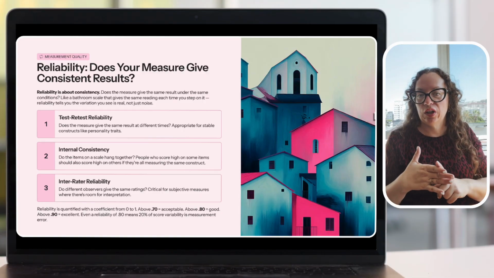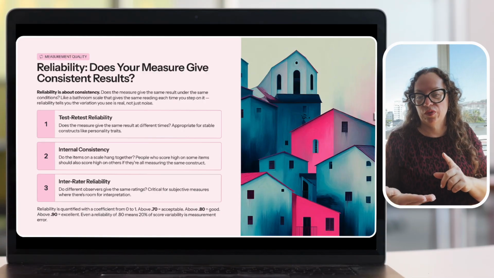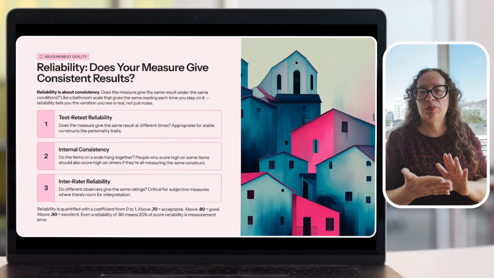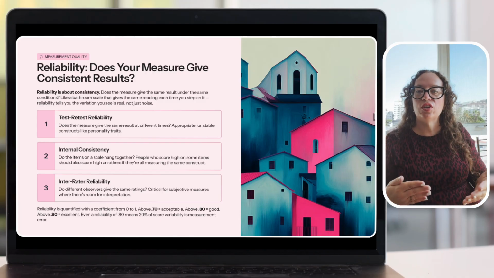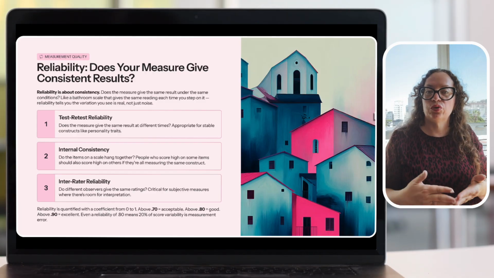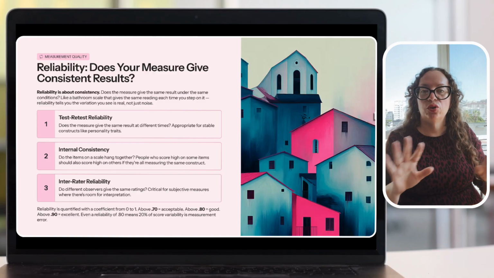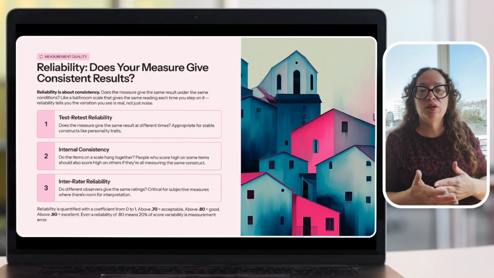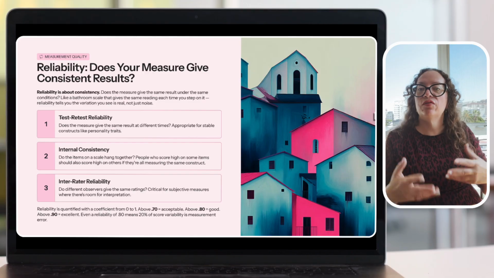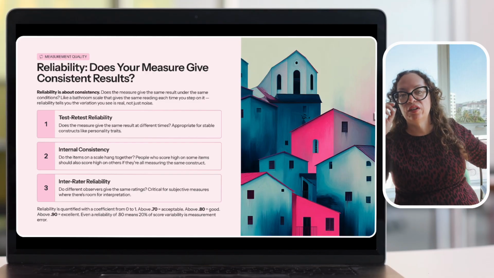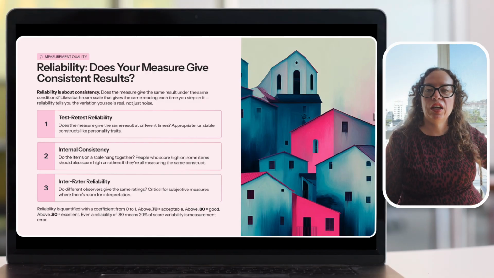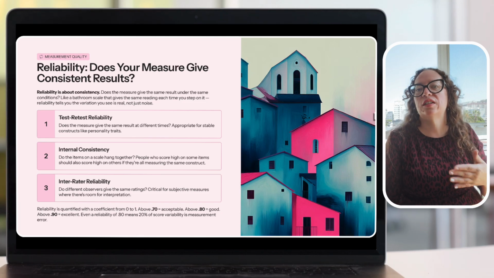And then measuring reliability, the way we do that is the reliability coefficient. So reliability is quantified with a reliability coefficient, which ranges from 0 to 1. A reliability of 0 means pure noise, no consistency at all. A reliability of 1 means perfect consistency. So by convention, reliability above 0.7 is considered acceptable. Above 0.80 is good. Above 0.90 is excellent.